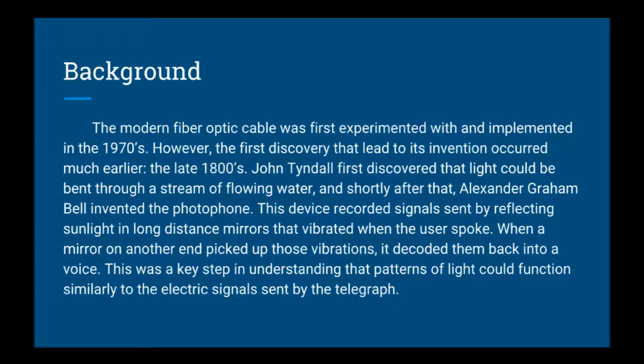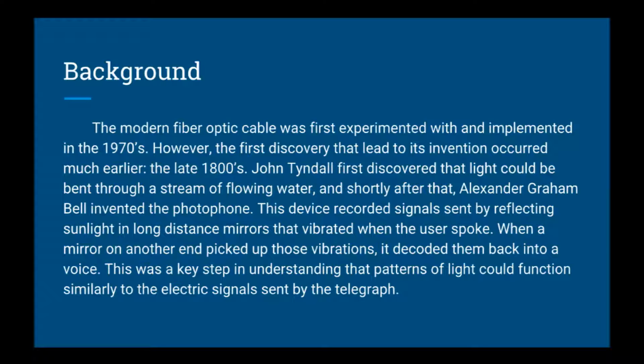The modern fiber optic cable was first experimented with and implemented in the 1970s when the CIA wished to communicate between its stations without an endangerment of interference in their communications. However, the first discovery that led to its invention occurred much earlier, the late 1800s.